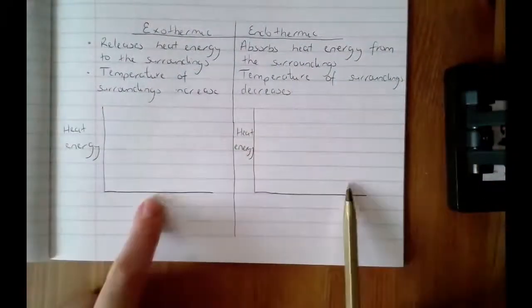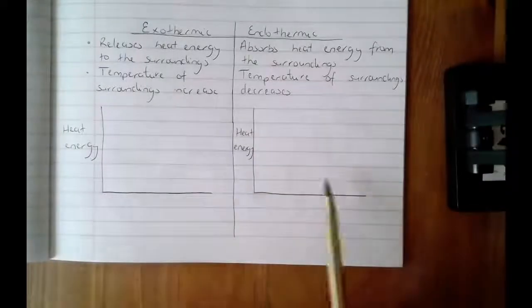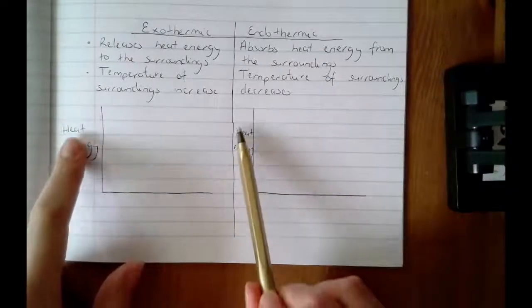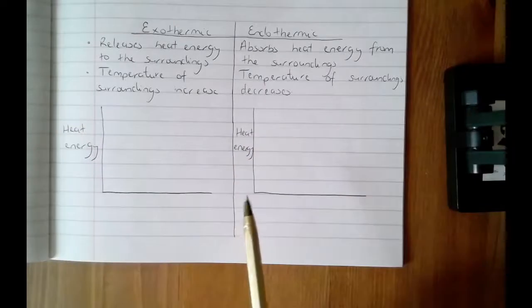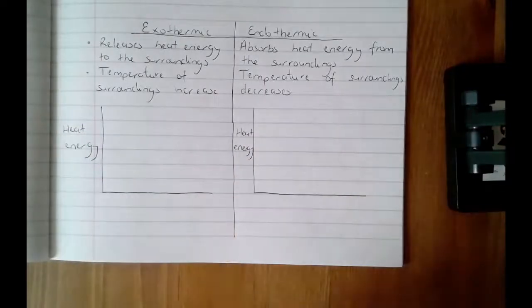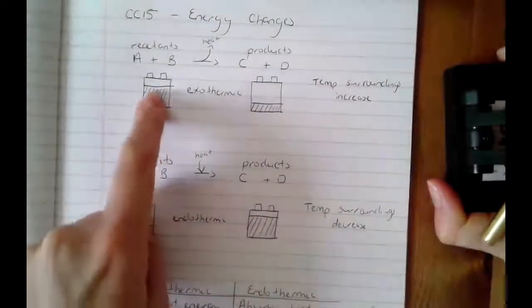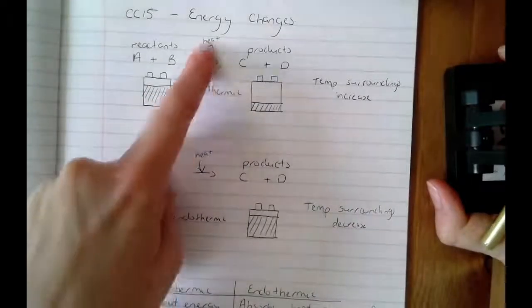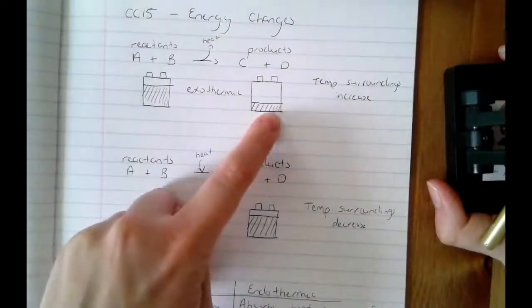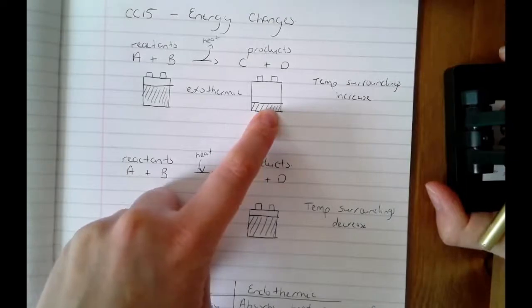On my reaction profile diagram, you're never going to have numbers, you're just going to have heat energy on the y-axis, but you won't be given any numbers. And what you're going to do is just show how the heat energy changes as you go from the reactants to the products. With our exothermic reaction, we saw that the reactants started off with lots of energy, but because that energy was released, the products have less energy than the reactants started with.